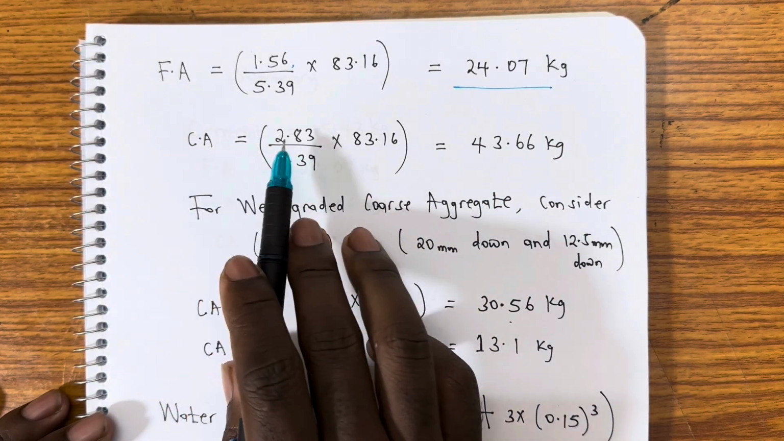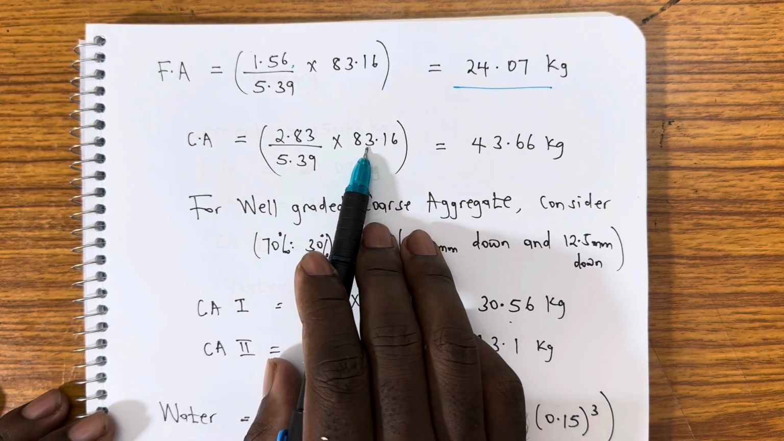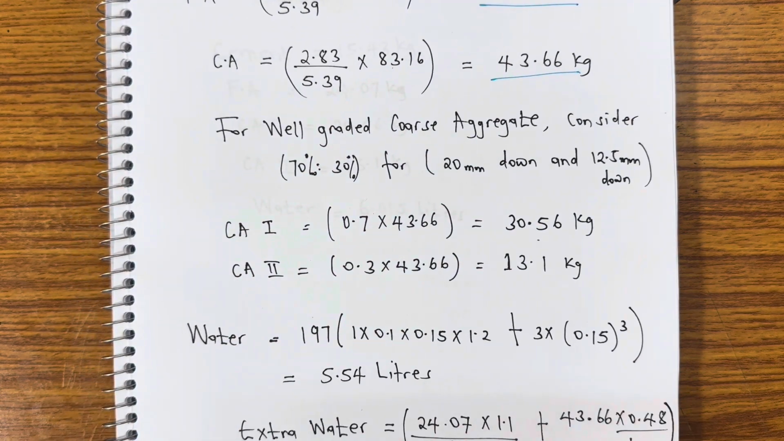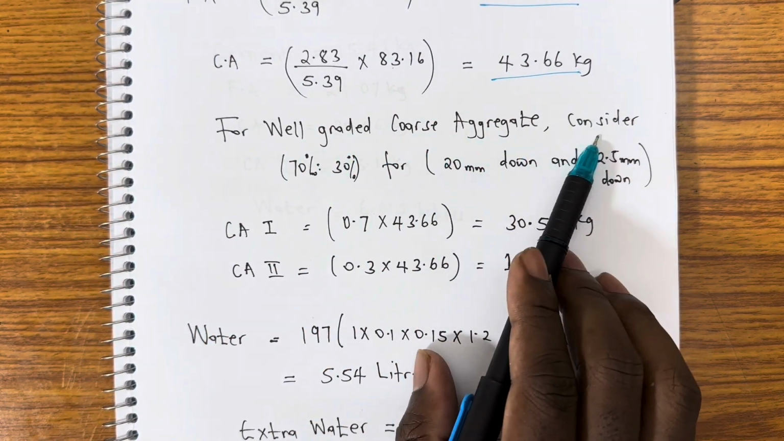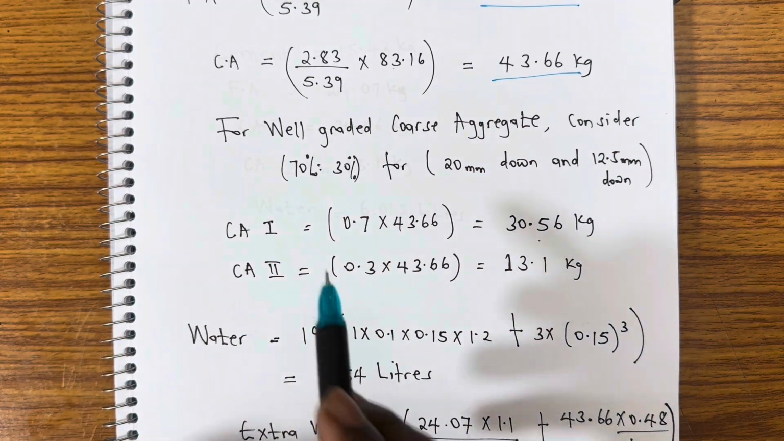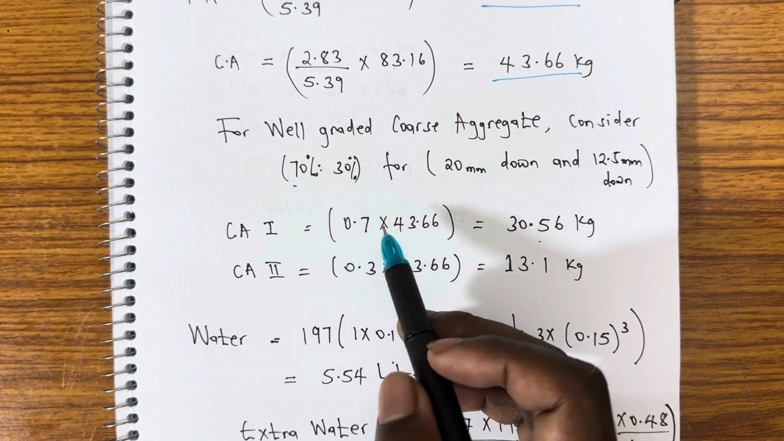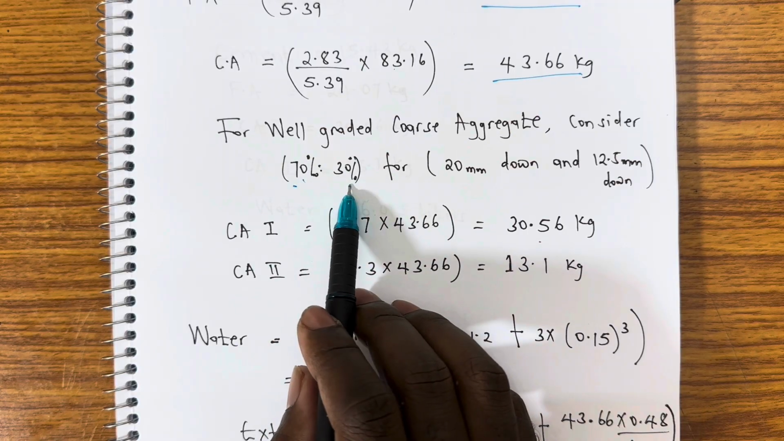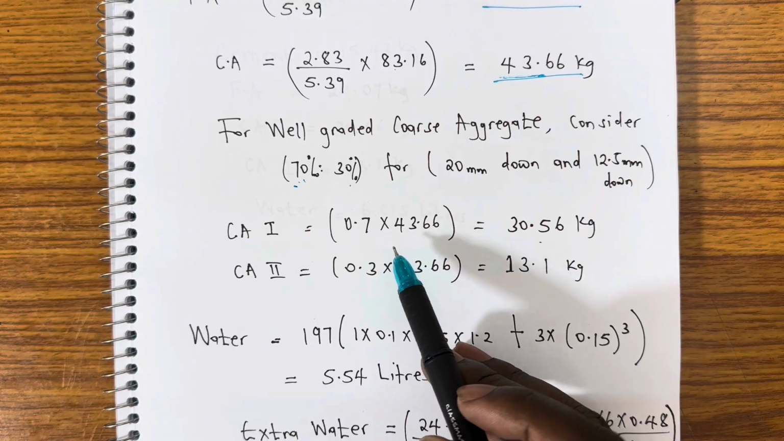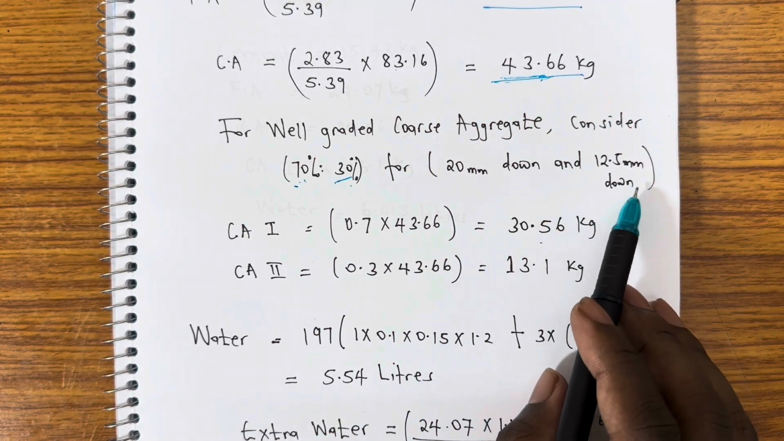Coarse aggregate, 2.83 was the ratio out of the total, which is 5.39 times this, you obtain 43.66 in terms of kilogram. But for the case of well-graded coarse aggregate that we need to consider, I'm considering the ratio of the coarse aggregate, which is 20 mm down to 12.5 mm down in the ratio of 70 to 30. So I'm taking 70% of this to be 20 mm down. Then I'm taking 30% of this coarse aggregate to be 12.5 mm down.